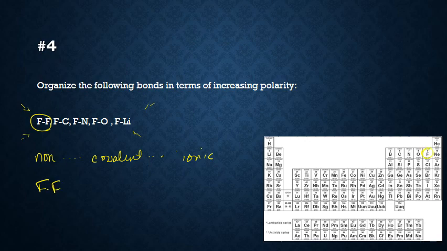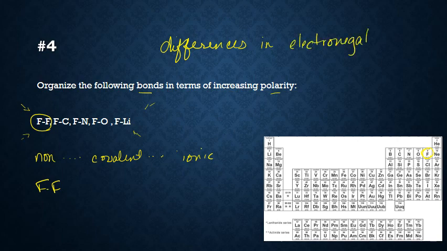Identical twins share perfectly. There is no distortion of the electron cloud. But remember, when we look at bonds and polarity, we're looking at differences in electronegativity. And when they're exactly the same atom, there's no difference in electronegativity. So that's why we say they share perfectly.